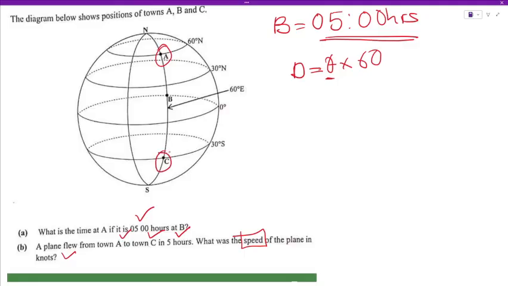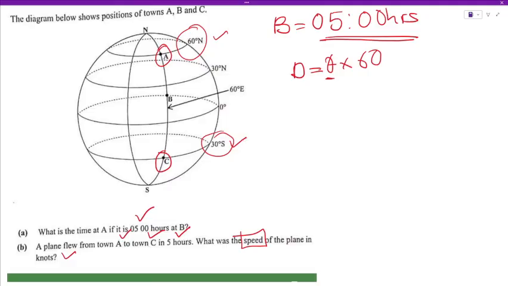These are on the same longitude, therefore theta will be their difference in latitudes, which is going to be 60 and 30 degrees south. Alright, those are in different hemispheres. Here we have north, here we have south. What did we say? When they're in different hemispheres, you add.